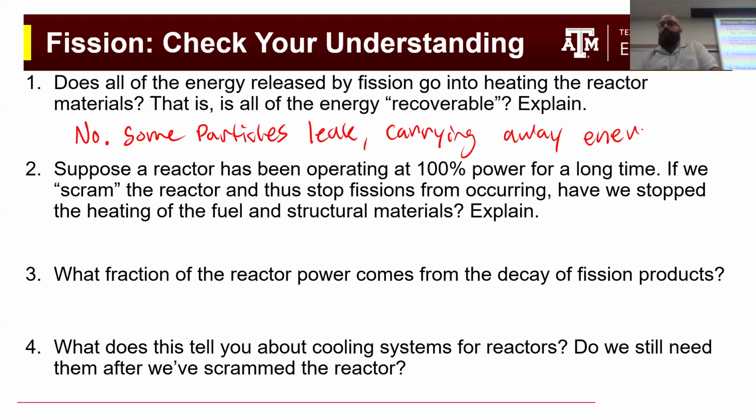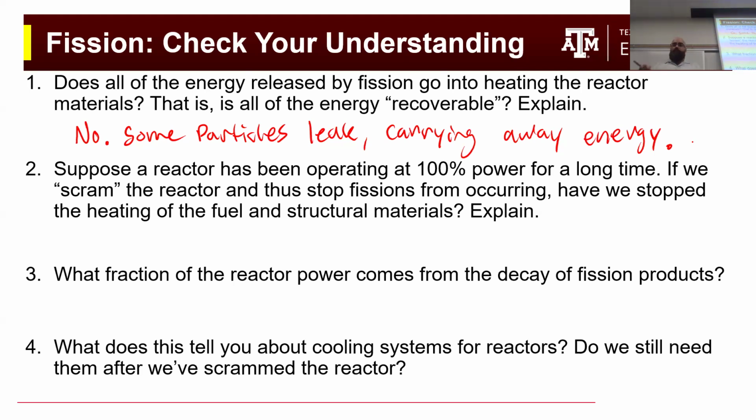Neutrinos come out of fission. They are part of that nuclear reaction. Neutrinos basically don't interact with anything. They take their energy and they leave. Some gammas can escape, and a low percentage of gammas and neutrons can leak from a reactor. Those will also carry away some of their energy.